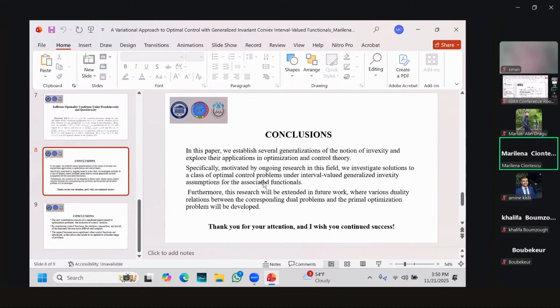So in this paper, we introduced this control function, and we established several generalizations of the notion of invexity and explored their application in optimization and control theory. So we investigated solutions to a class of optimal control problems under interval valued generalized invexity assumptions for the associated functional. The study stops here, but my work is in progress.